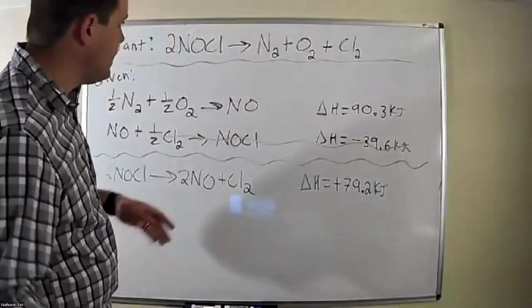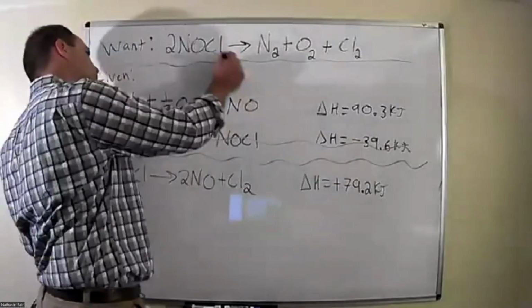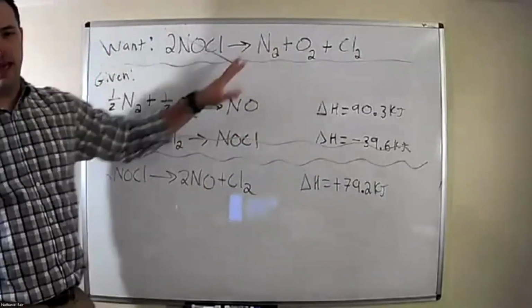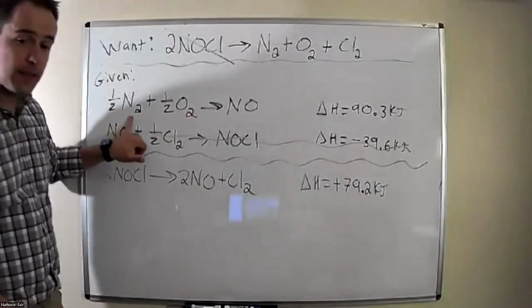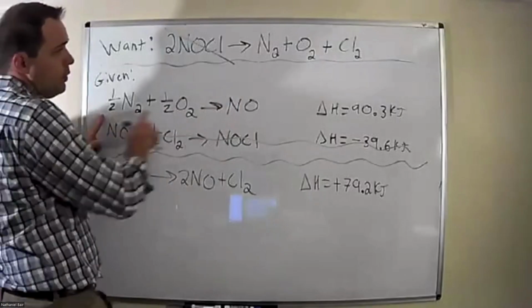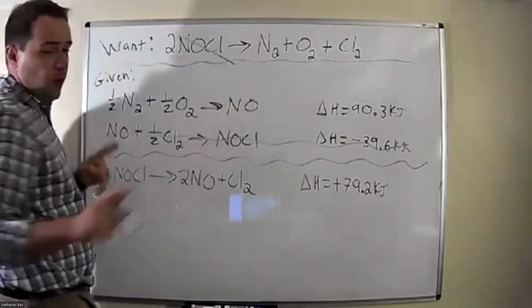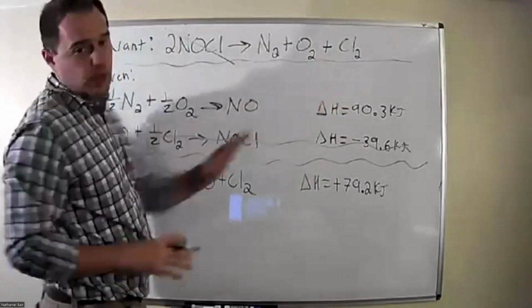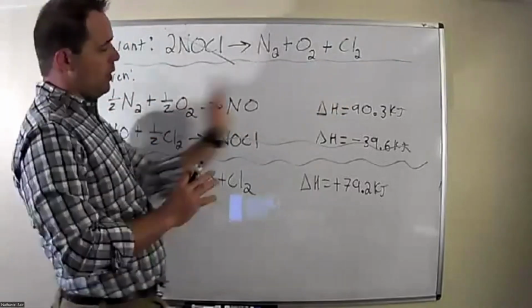So now I need N2. I need N2 on the product side. N2 is in the first reaction, but it's on the reactant side. So I'm going to have to flip it, and that's only a half N2. I need one N2. Once again, walking and chewing gum here. We need to flip and multiply by 2.